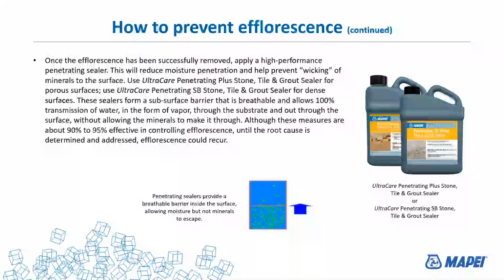So when it gets into the subsurface, down into the stone or grout, it forms a barrier that is breathable, allows 100% of the water to transmit out in the form of vapor. The water turns to vapor, allows it to come out. But it's too tight of a matrix to allow the minerals to come out with it.